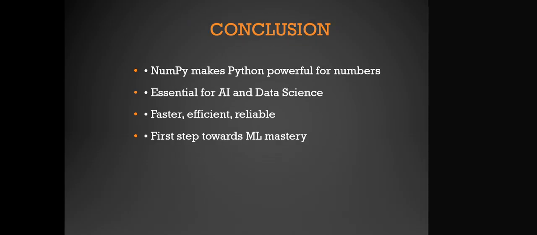We have reached the conclusion: NumPy makes Python powerful for numbers, which other programming languages don't have as a library, and it is essential for AI and data science. For data science it's very important, and it's fast, efficient, reliable, and the first step towards ML mastery. That's all. This is all about NumPy. I hope you understood what NumPy is. We have seen examples of NumPy and also understood some real life examples, like the metaphor for NumPy. Everything is covered in this lecture regarding NumPy.